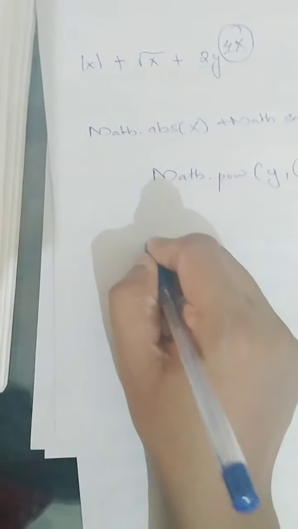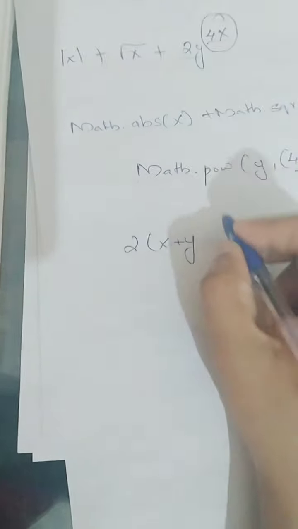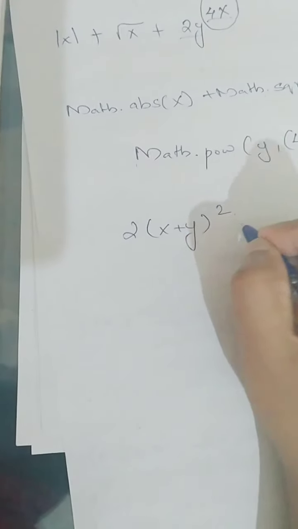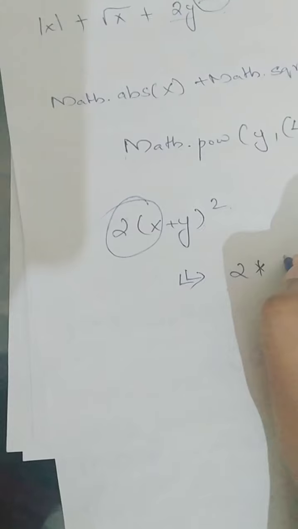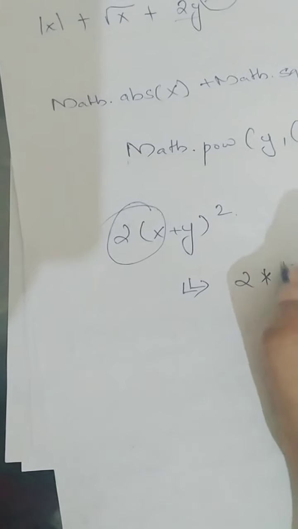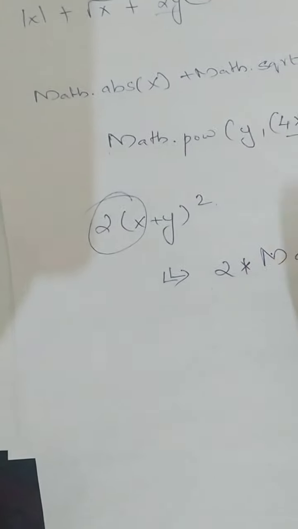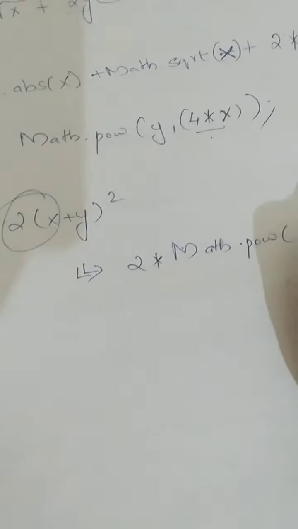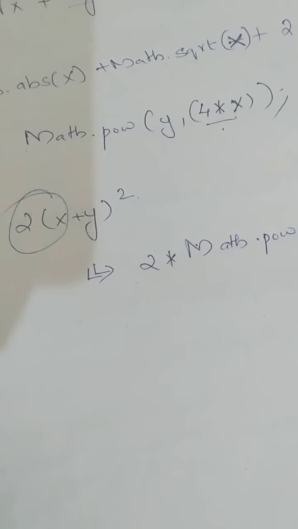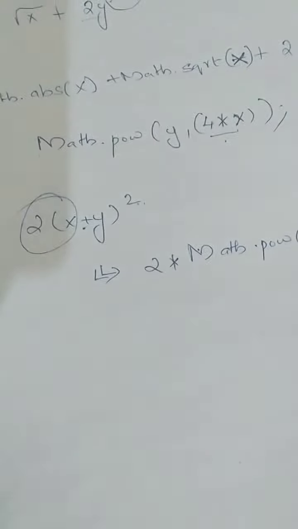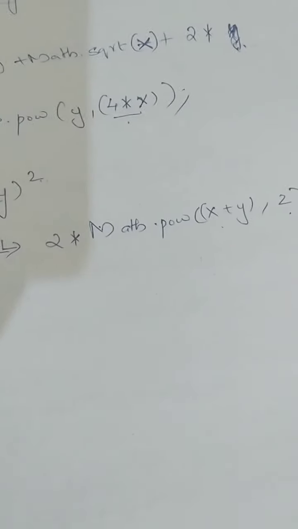Next I will show you one more thing. 2 * (x + y) the whole square. How will you write this? There is no such thing in Java, so you have to mention it. It is equal to 2 * Math.pow(x + y, 2). (x + y) whole raised to 2. Okay, this way you have to write.